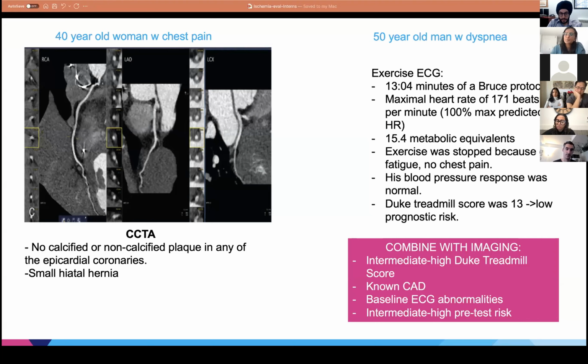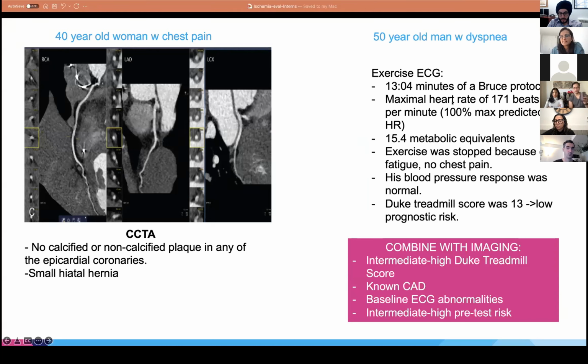So if there was some abnormality in either of those, then you want to combine it with some imaging to make sure, look for, because it's more sensitive to pick up disease. In patients who already have some calcium or some evidence of known coronary artery disease in the past, you never want to do exercise ECG by itself.